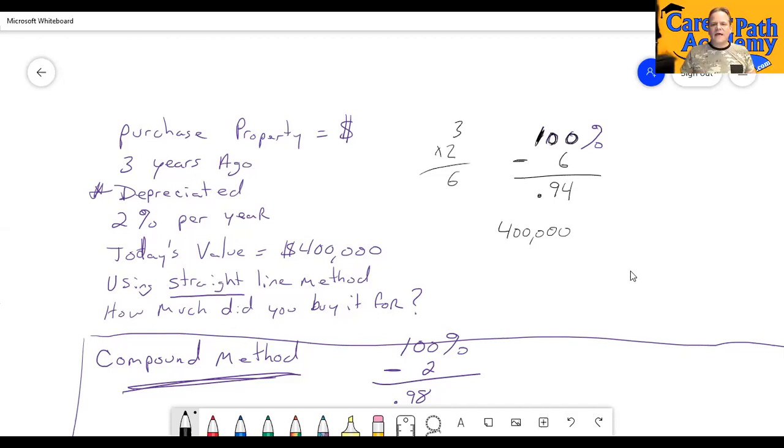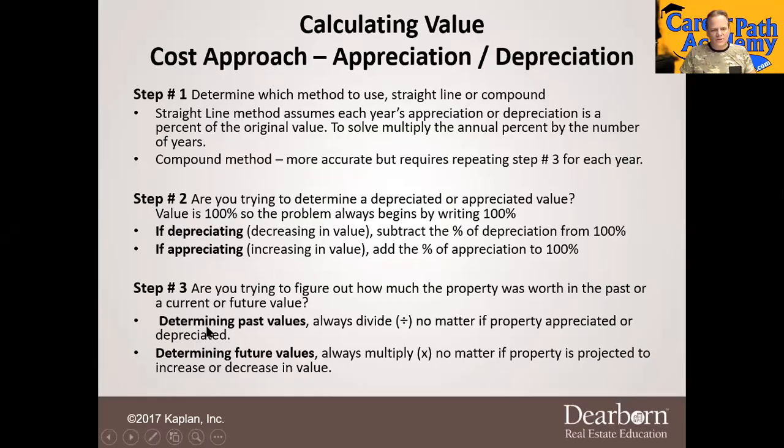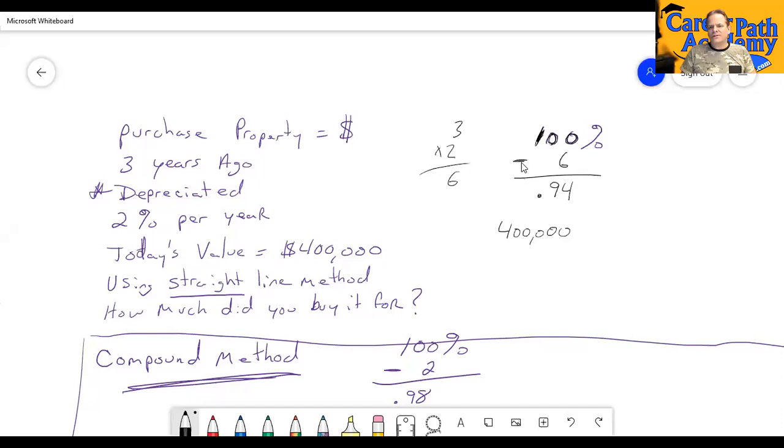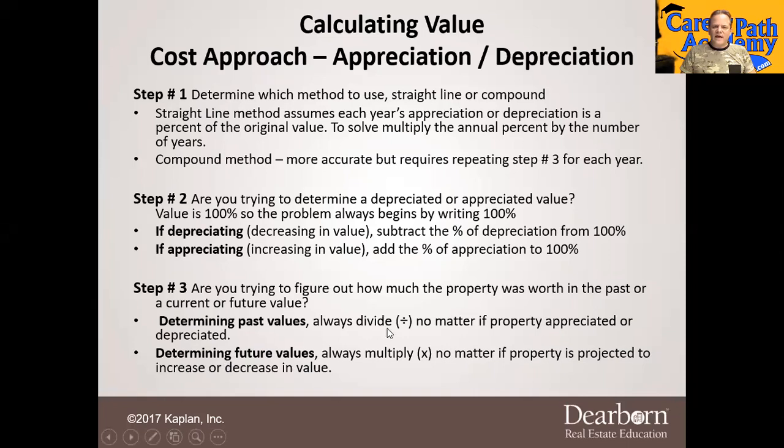If we're trying to determine a value in the past, we're going to divide. So this is what it says down here in step 3. To determine value in the past, we divide, no matter if the property appreciated or depreciated in value. If it appreciated or depreciated in value, that just matters whether we're going to add to 100% or subtract. If it depreciated, we subtract. If it appreciated, we add. But we know today's value is 400,000, so we're trying to figure out what we purchased it for. So determining past values, we divide. Determining future values, we always multiply.